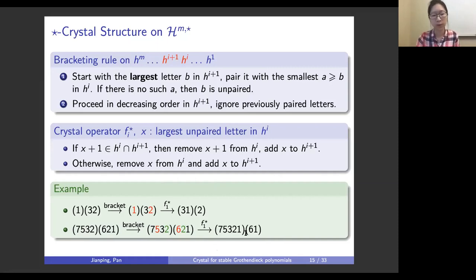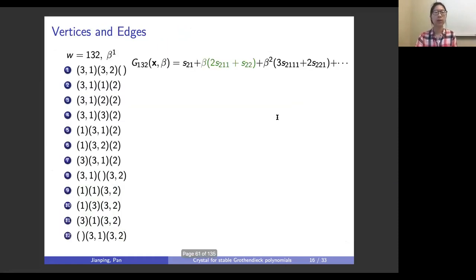That's 3-to-1 avoiding. So what can we do with this? This gives you a better idea, I think. We've computed the Schur expansion of the stable Grothendieck polynomial for 1, 3, 2, for the constant term. Now we look at the linear term.